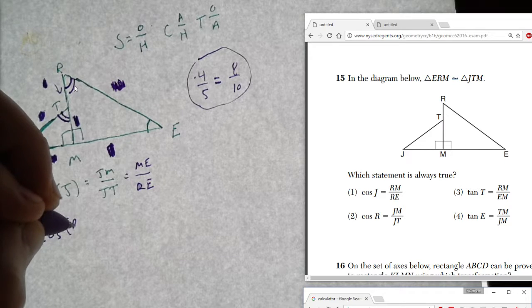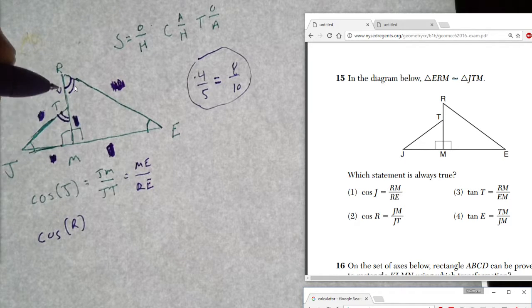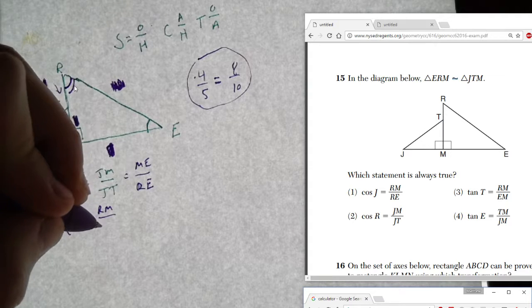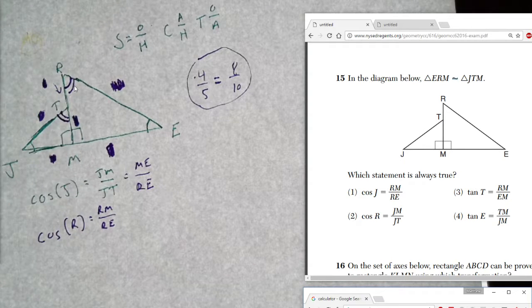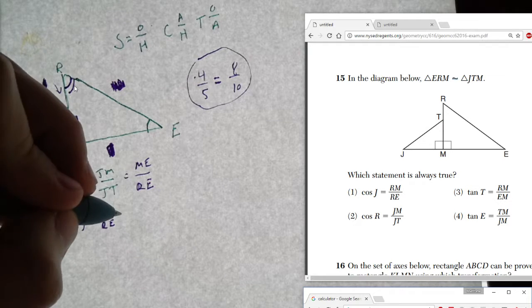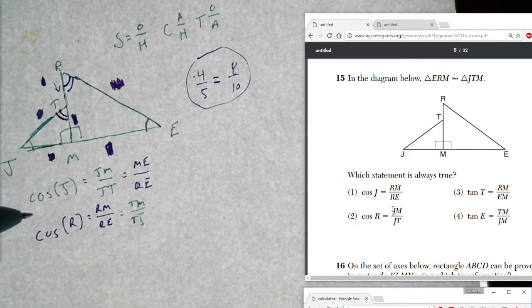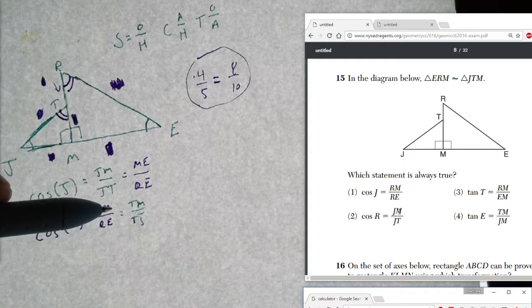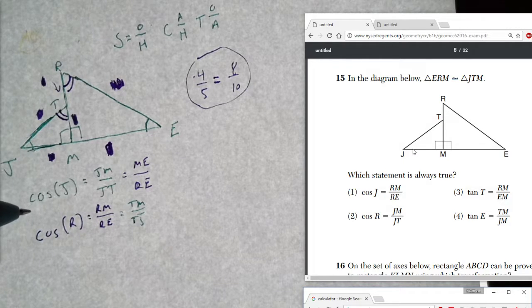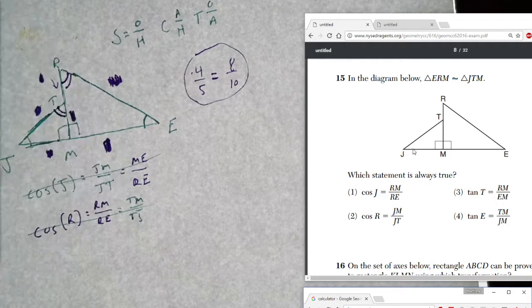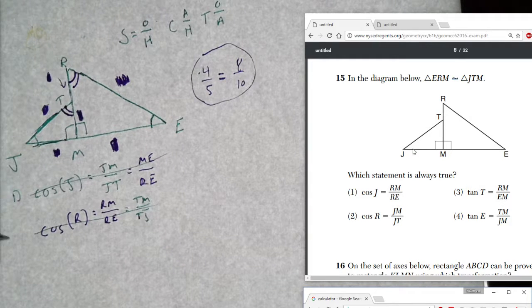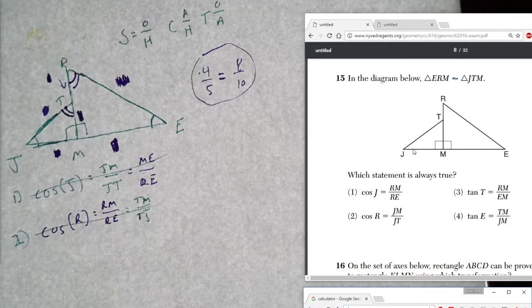Cos of R should be adjacent RM over RE, which in the similar triangle would be adjacent over hypotenuse, TM over TJ. TM over TJ. And looking at this, they have, ooh, close. They have JM and JT. They had cos of J down here, but still, that's not my answer. This is not right. This was, by the way, option 1 and option 2.